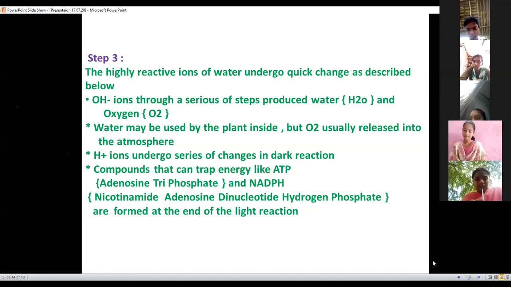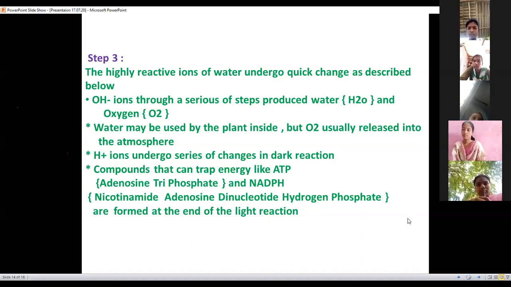Hydrogen ions undergo a series of changes in the dark reaction. Compounds that can trap energy, like ATP and NADPH, adenosine triphosphate and nicotinamide adenine dinucleotide phosphate hydrogen, are chemical substances formed at the end of the light reaction. These three steps make up the light-dependent reaction, the photochemical phase, the Hill reaction. This is a very important question for examinations.